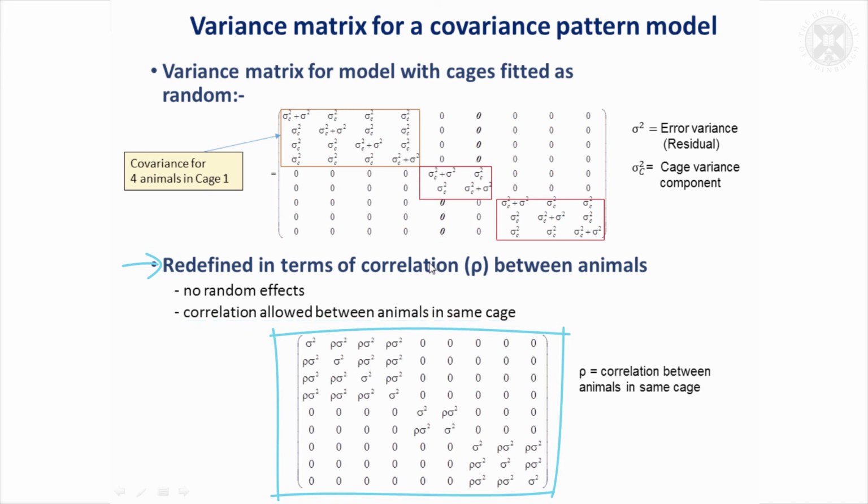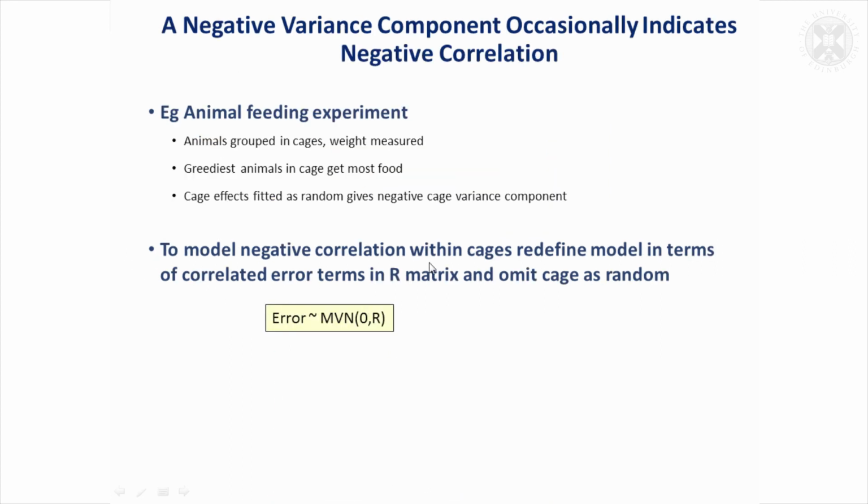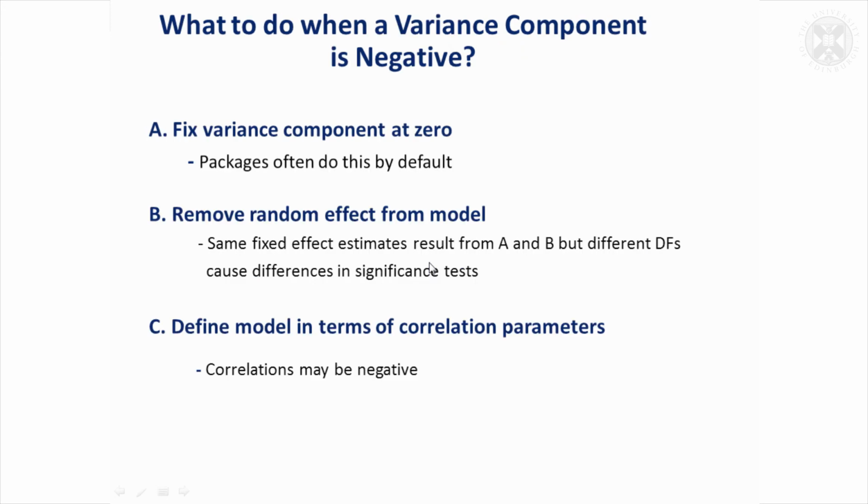And all these zeros are still there. They're saying there's no correlation between animals that are in different cages. You will quite often find in your analyses that you get variance components of 0, and that's because it's trying to estimate something negative, but it's fixed it at 0, so it's nothing to worry about unless you think there is actually negative correlation.